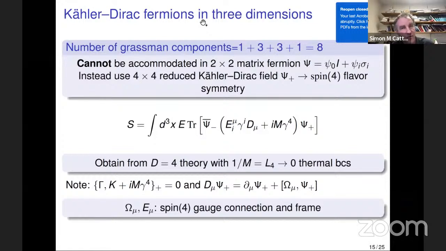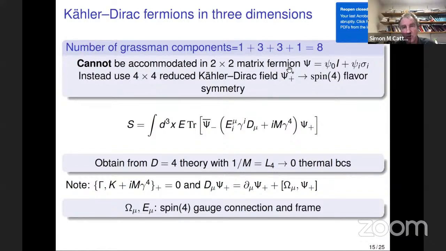So let me step on the path to that. Let me discuss Kaehler-Dirac fermions in three dimensions now, because there are some interesting things that come up in connection to that. If I think about the number of Grassmann components I need for a Kaehler-Dirac field in three dimensions, then the total number of fields is 8, right? Because I have scalar, vector, dual of that vector, and 3-form, all right? So 0, 1, 2, and 3 forms, right? So the total number of components I need to capture in my field is 8.